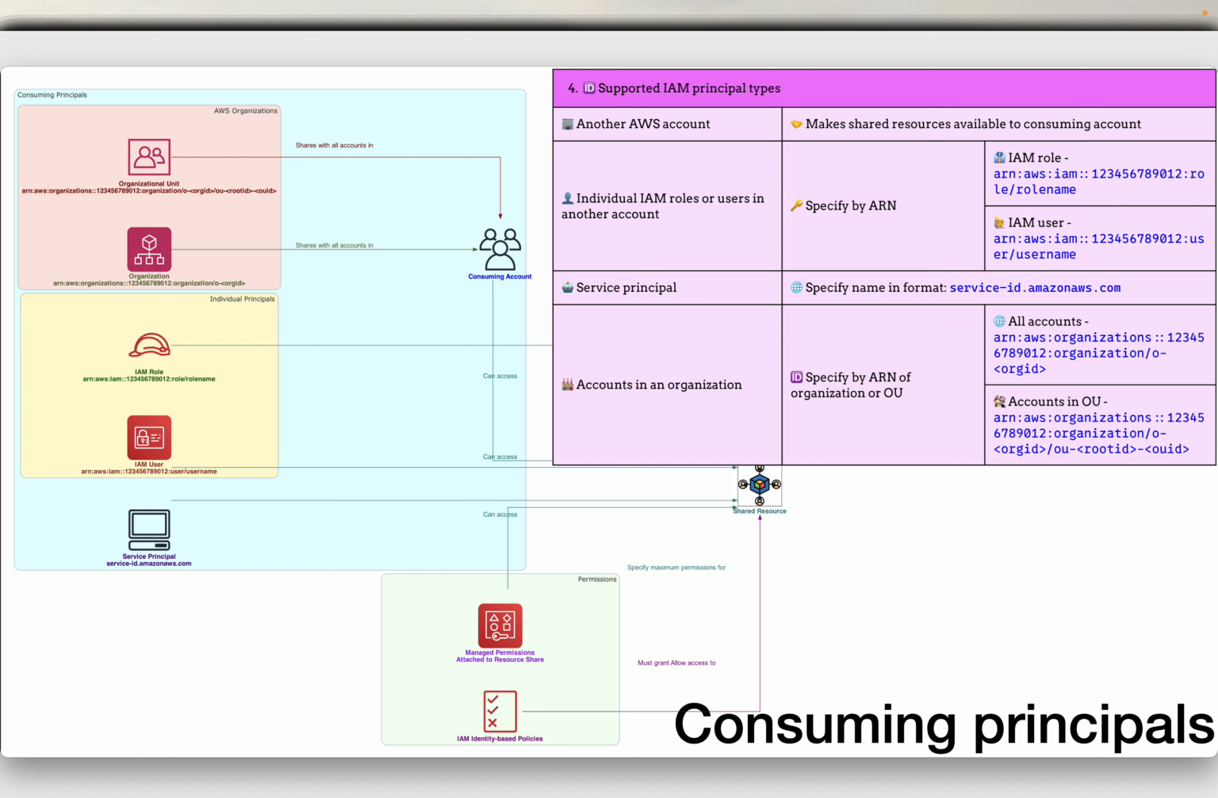So specify accounts in an organization by the ARN of the organization or the OU. And this is the format. So basically, if it's all accounts within the whole organization, you just replace the ARN organization, your parent management account, and the organization ID. Or if you want only the organizational unit, so inside an OU you can have multiple AWS accounts for better management, you have to give the OU root ID plus the OU ID, like this format.